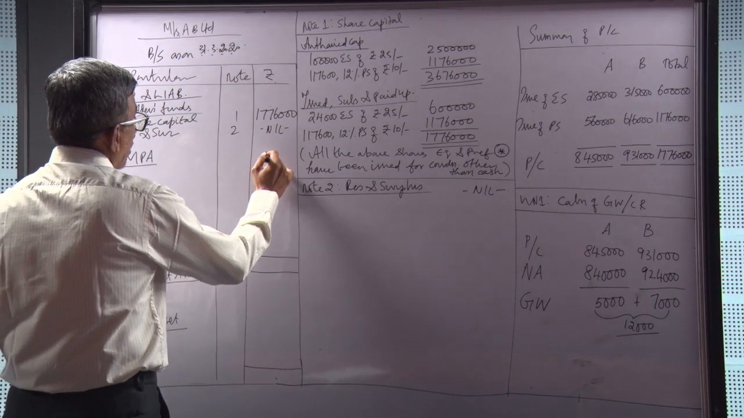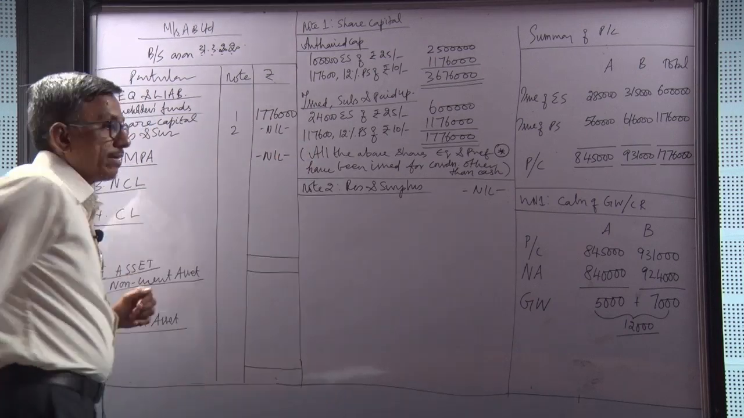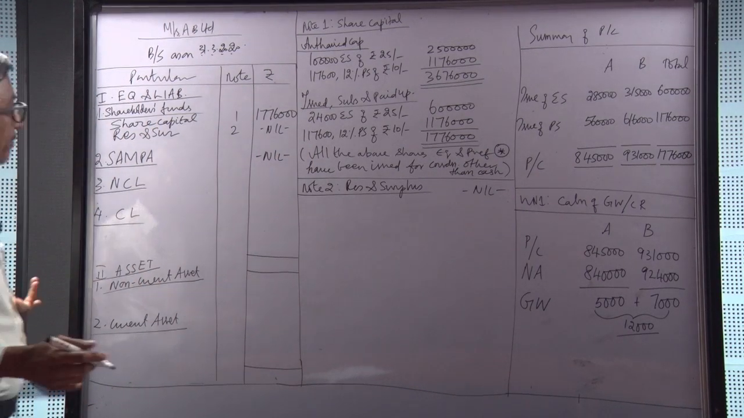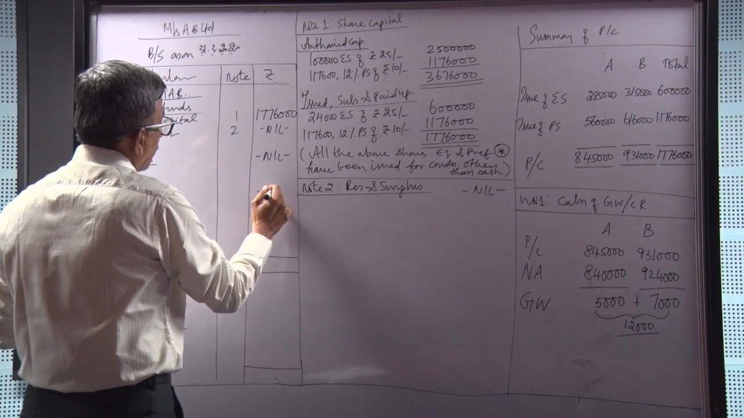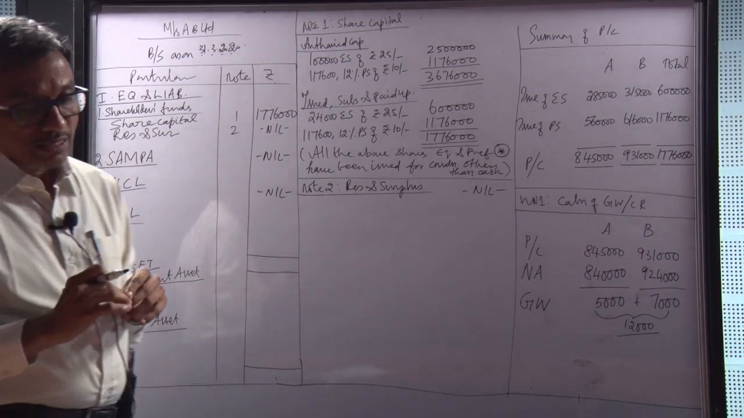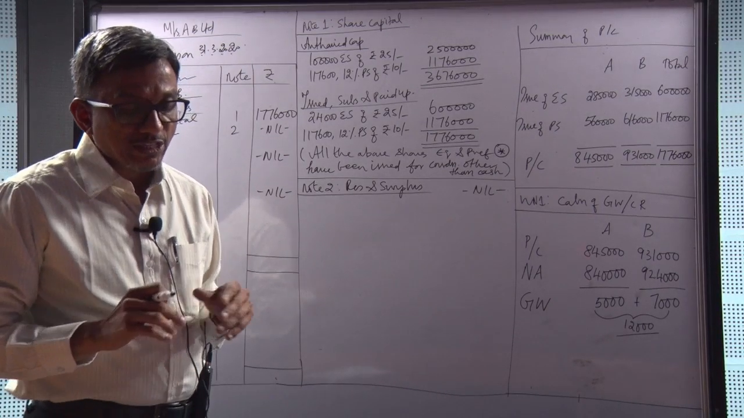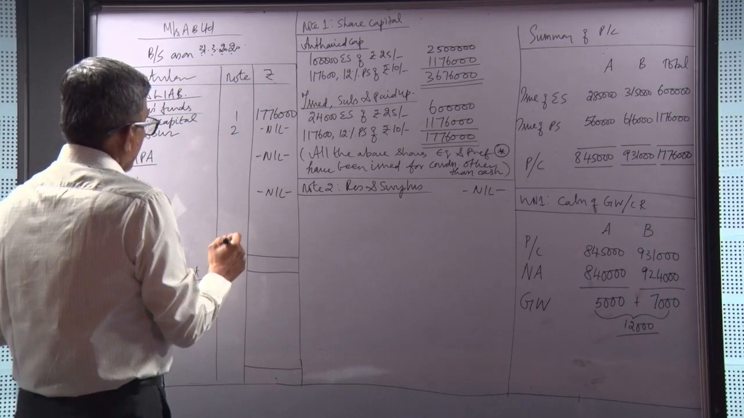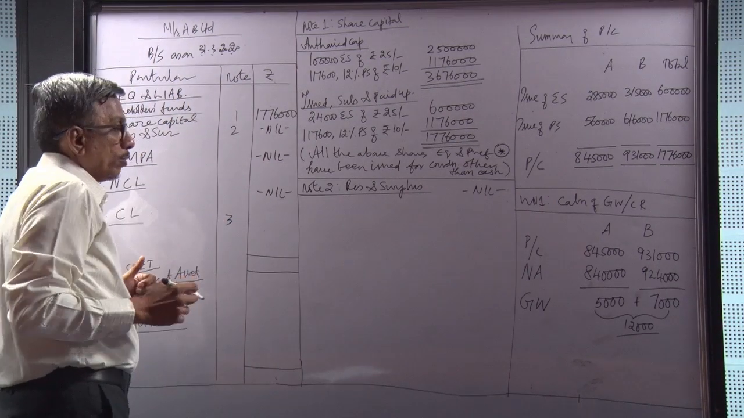Share application money pending allotment, nothing is there, nil. Non-current liability also, nothing is given in the question, nil. But we have current liability, remember, subject to the adjustment of intercompany owing, 50,000 given in the question. So better you do a note for that. Note number 3.